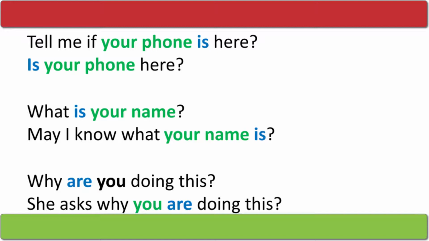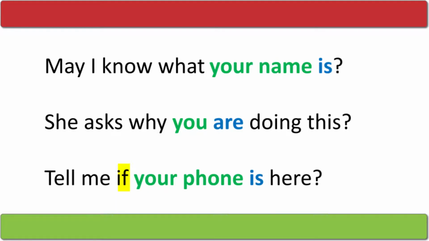The same way, why are you doing this? It is a question order because you are doing is normal order. You is subject and are is helping verb. Helping verb should come after the subject, but in the question it is coming before the subject you. The second sentence is an indirect question, so it is coming in the normal order. You are doing, not are you doing, you are doing. It is normal order.